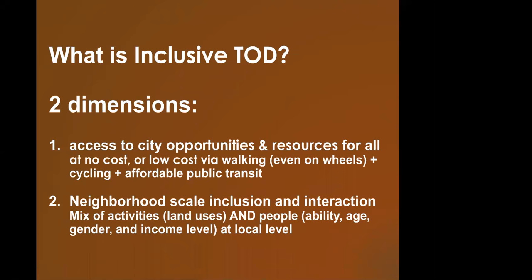So that means curtailing the outward expansion of peripheries that are car-oriented, car-dependent, and not accessible otherwise. Then there is a second level of inclusivity: a balanced mix of not only activities, but also people, ability, age, gender, income level, and there are many other demographic dimensions that need to be mixed, hopefully, and this mix at local level. So this requires specific policies and alignment of stakeholders in pulling through.